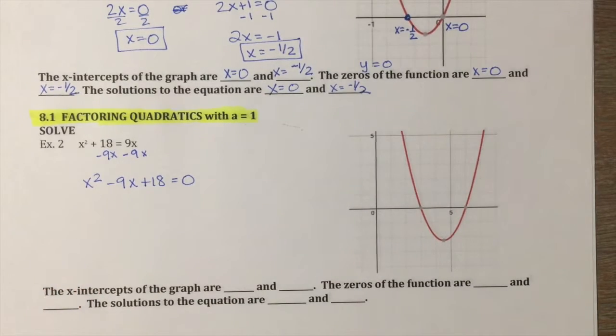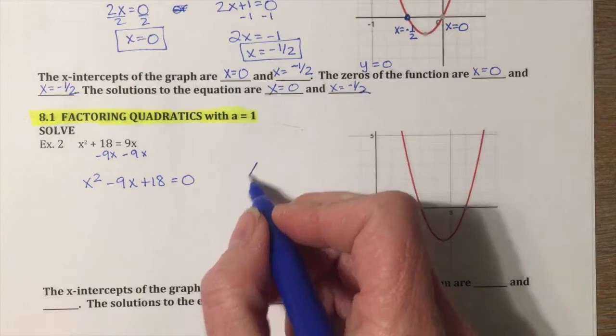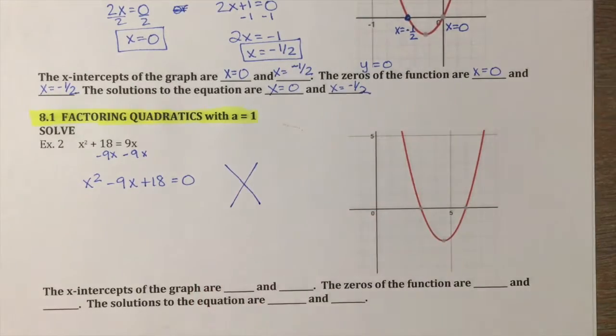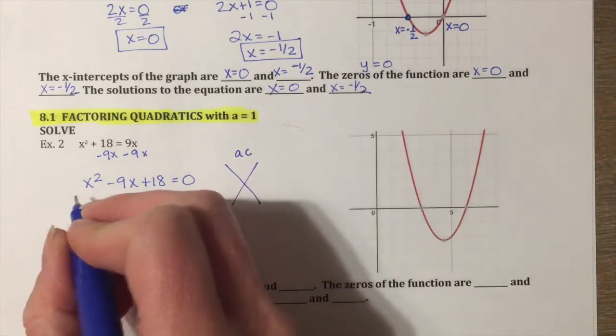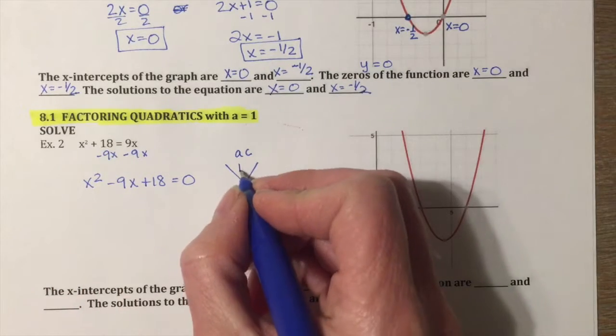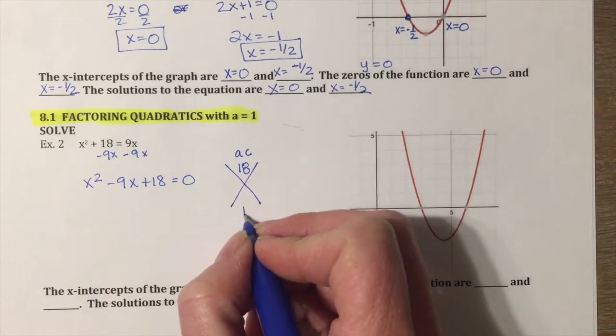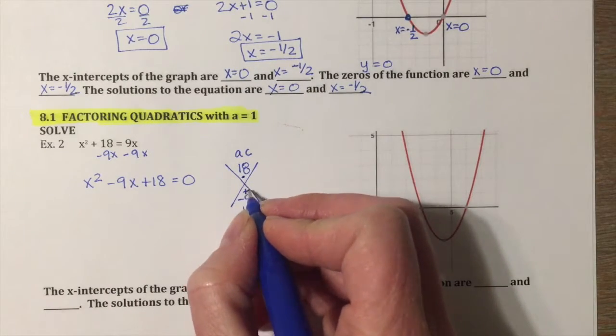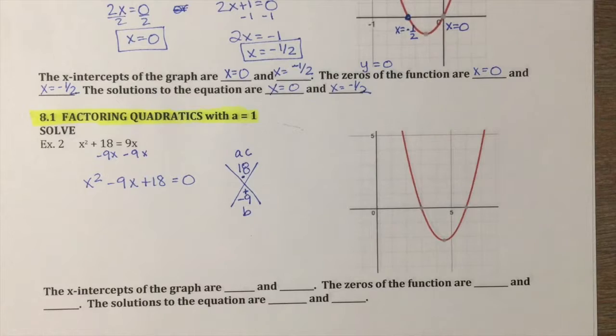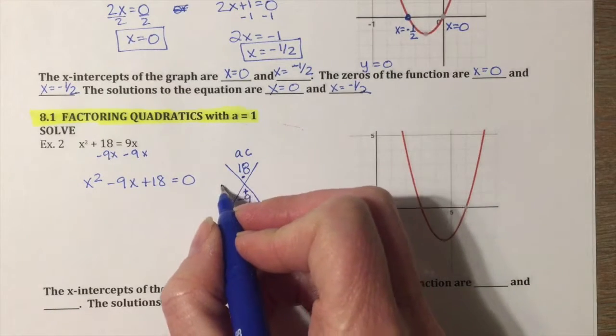There's no like terms to combine, an x squared term, an x term, and a constant, and so it's time to factor this. So one method for factoring this is using our x, where at the top we write our AC, which in this case is 1 times 18, or positive 18. In the bottom we put our b, which is negative 9. And then we think of two numbers that multiply to 18 while adding to negative 9.